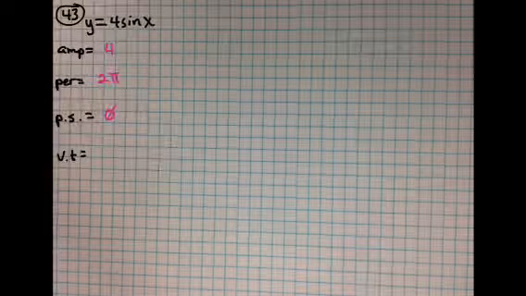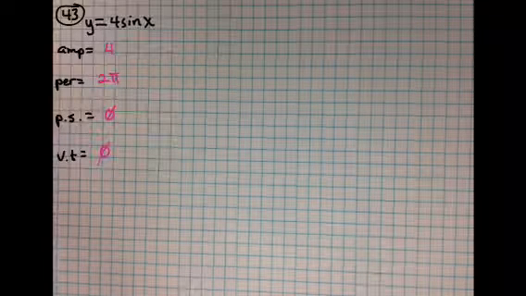Alright, so we're going to graph a few functions. The first one here, y equals 4 sine x. So the amplitude is 4, the period is 2 pi. There is no vertical translation and no phase shift, so we just put that there. So now we're going to plot it.